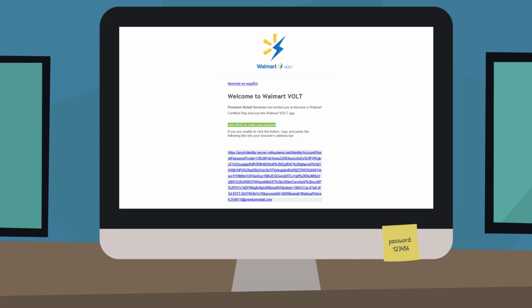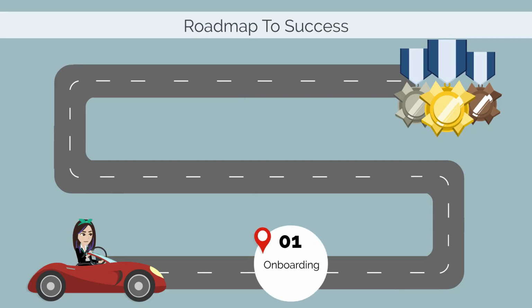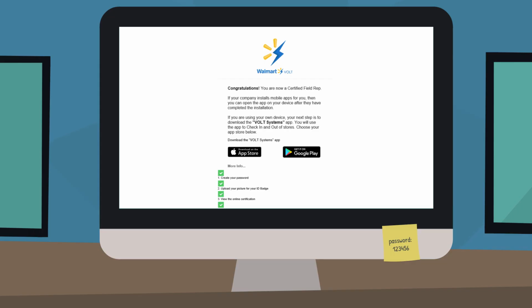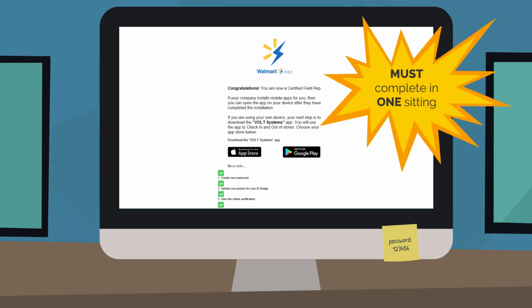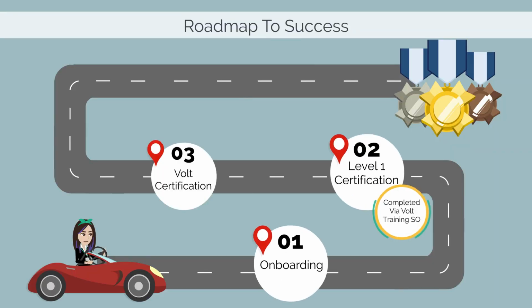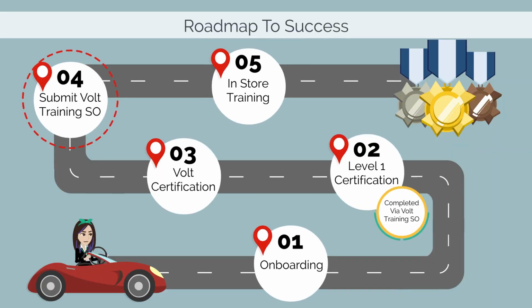Within their premium retail email, they will receive an invitation with a link to complete the Volt certification. And just like that, your WSP is on to step 3 to complete the Volt certification. The big key call out on this one is they must complete the certification process once they've started it. It can take roughly 45 minutes, so let them know to be prepared. Once they click the link to start, it does expire, so they need to make sure they can do it in one sitting.